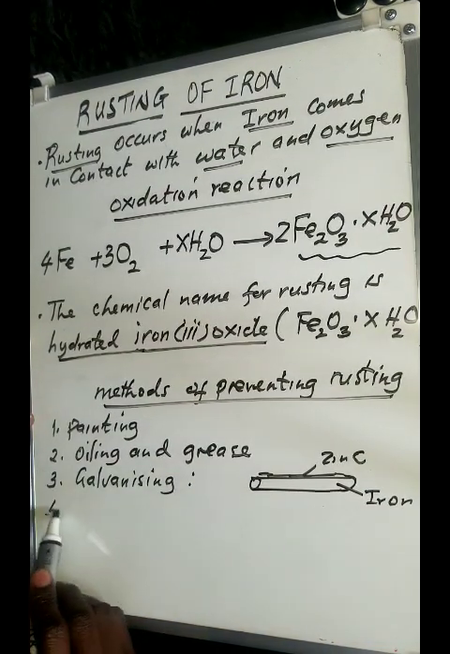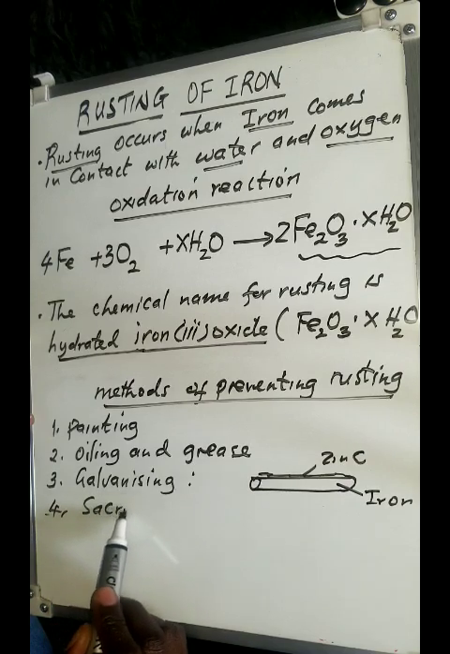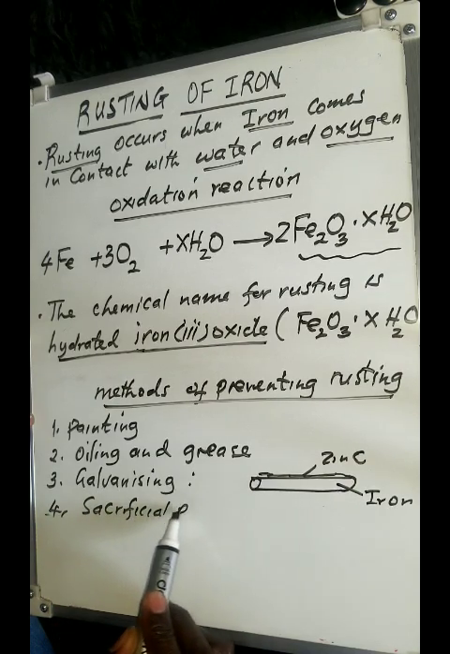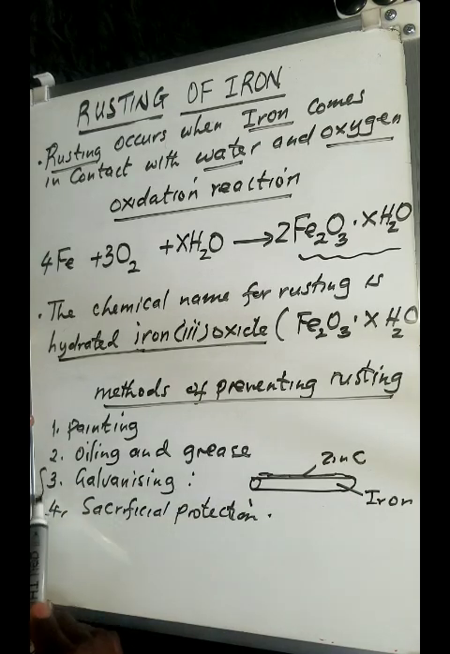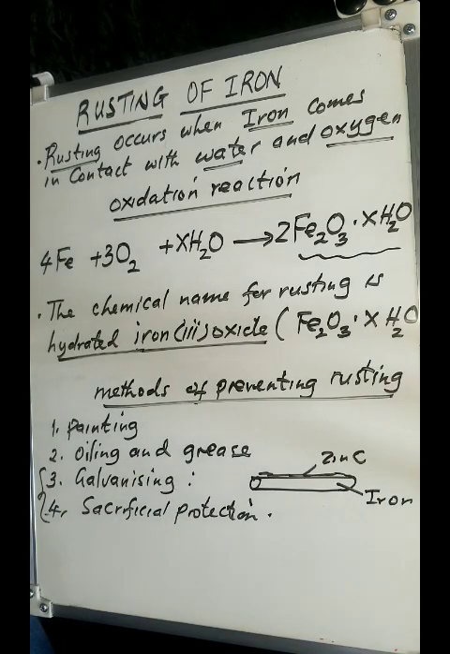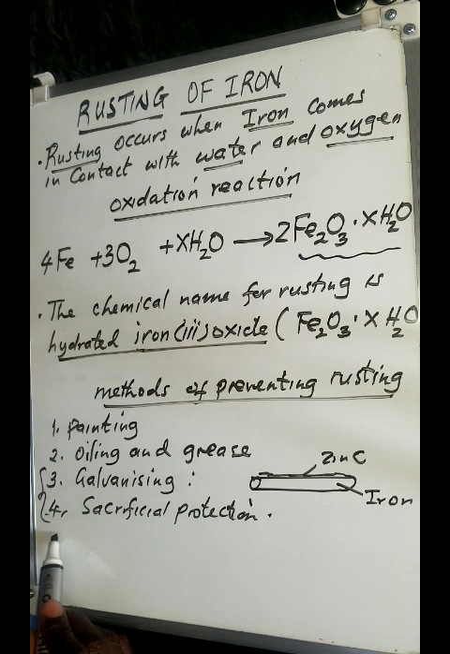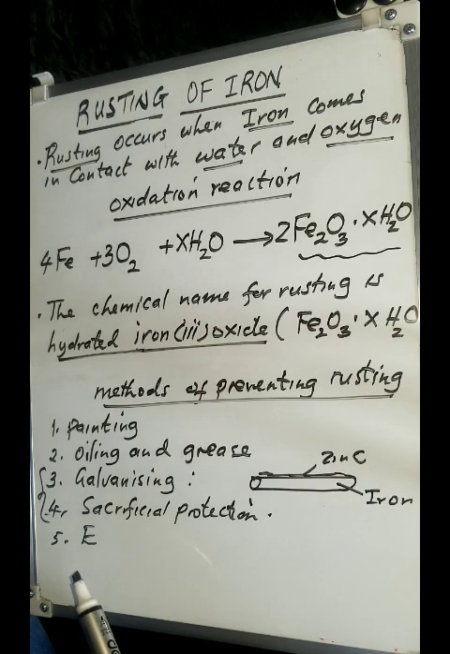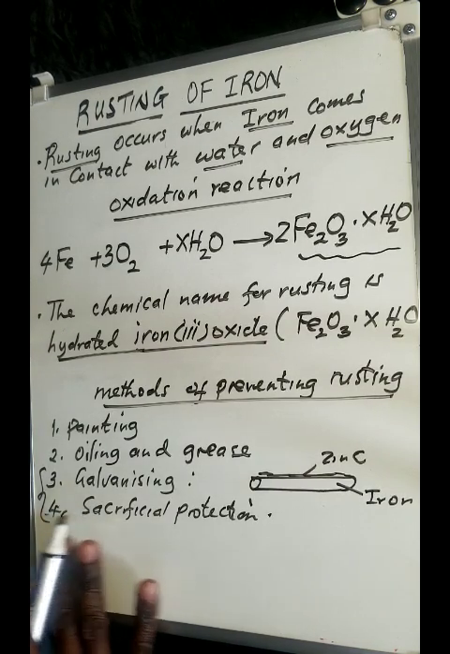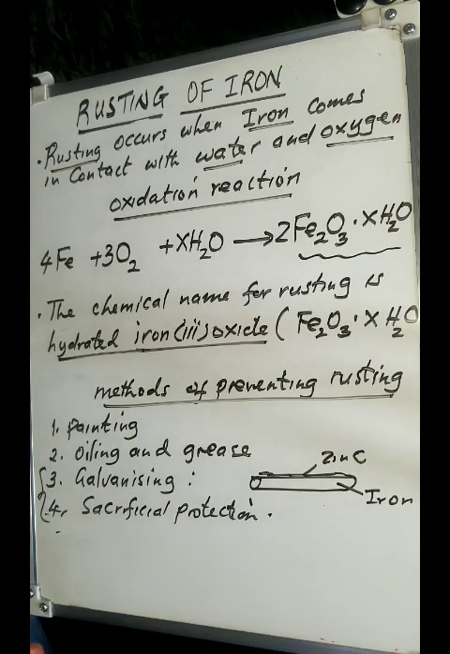But of course, others might say sacrificial protection. So you can use that word, sacrificial protection. But galvanizing and sacrificial protection are almost the same, maybe with slight differences. The other method that you can use to prevent rusting of iron is electroplating. Maybe we'll talk about it in another segment, but I'll tell you what that method is all about.